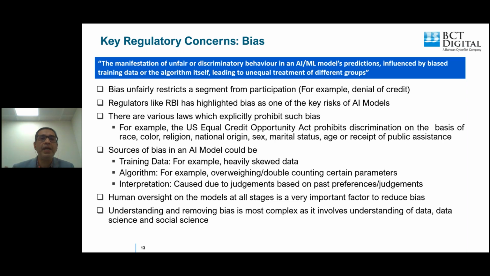The way a particular person looks at the output of a model could have been biased by his past experience or judgment. So these are some of the important sources of bias, and to remove that, human oversight over the models is a must. Whatever models it may be, periodical human oversight is a must to reduce the bias. And it's very complex because understanding and removing bias not only involves understanding of data and data science, but also social science. You also need to know how it impacts the customer segment that it is serving. Does it leave out a certain section of the population? That involves a little bit of understanding of social science aspects as well.